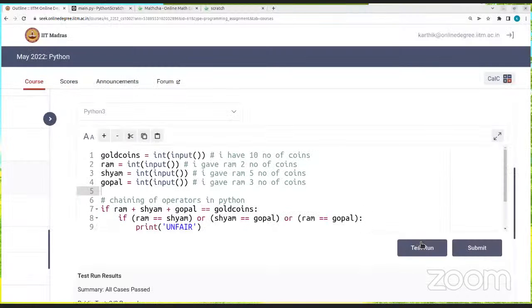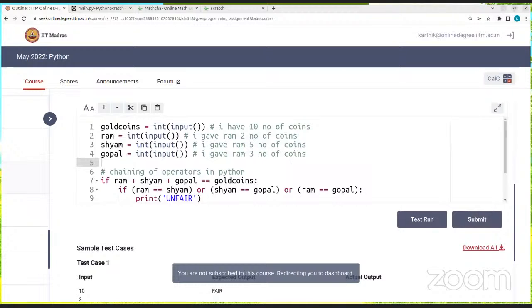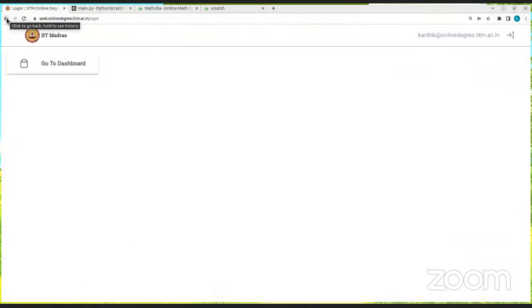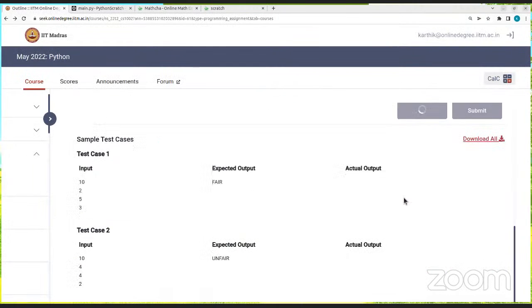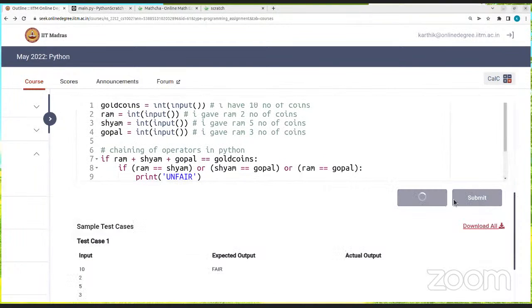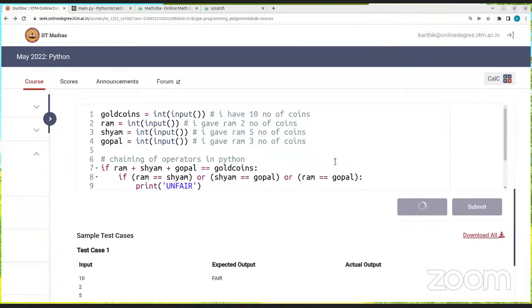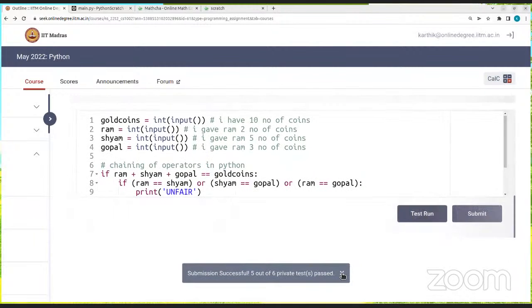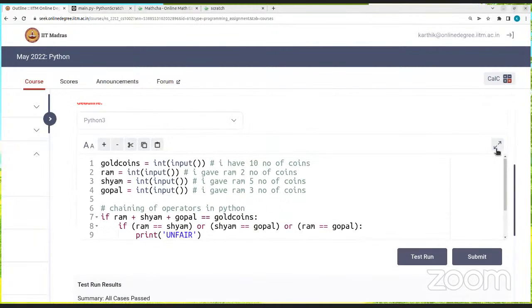We run this once. No, this is not correct. We are missing something.